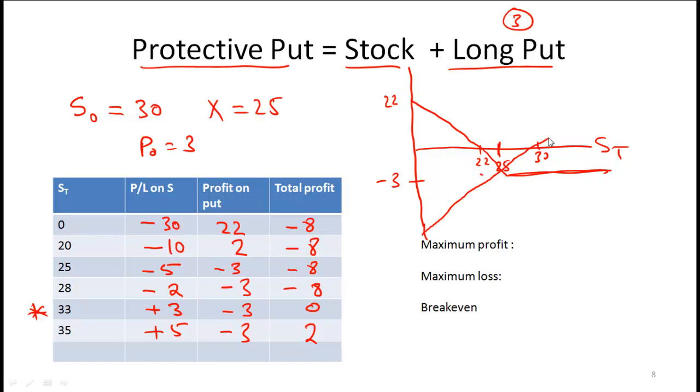and this then represents the payoff for the stock. So it goes through 30. If the stock ends up above 30, that means we are making money on the stock. If the stock is below 30, then we are losing money on the stock.